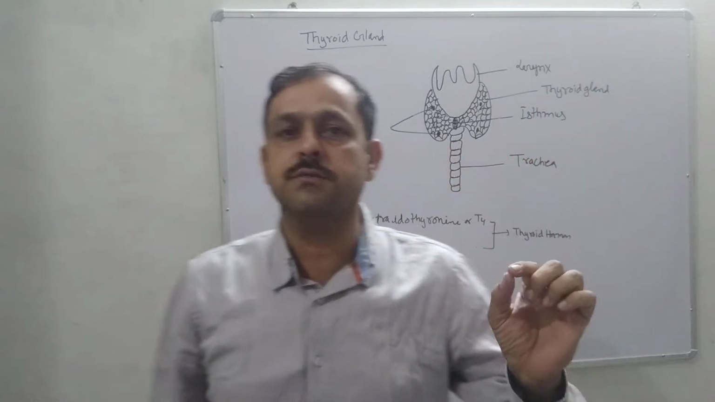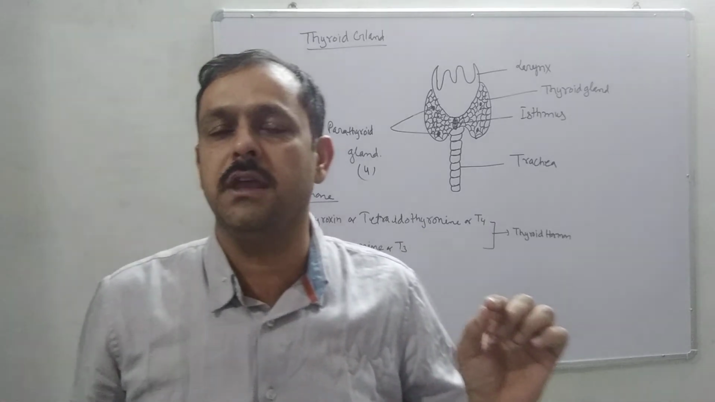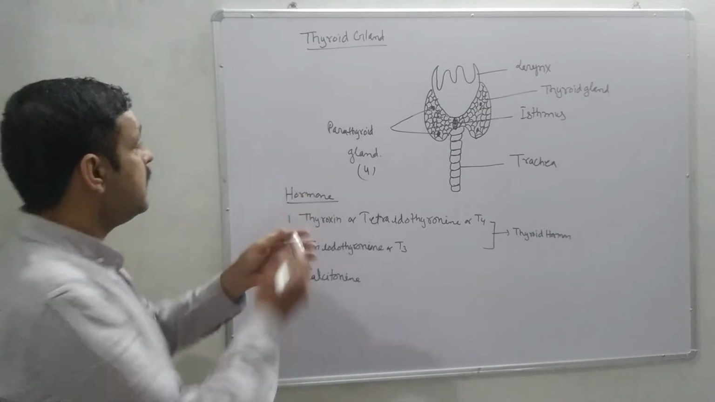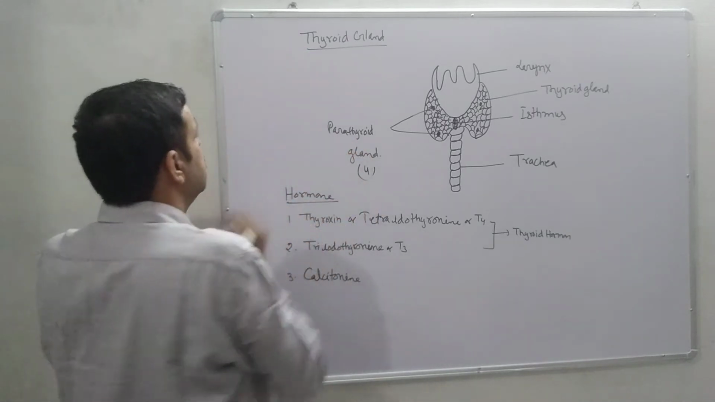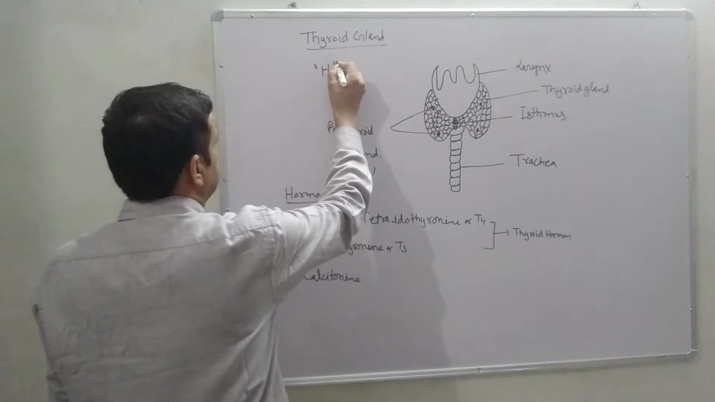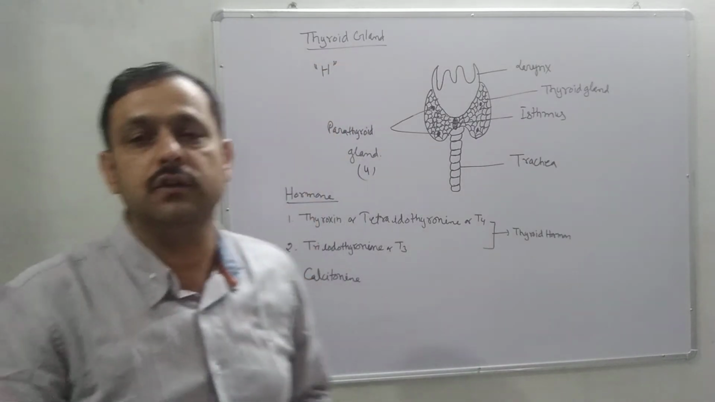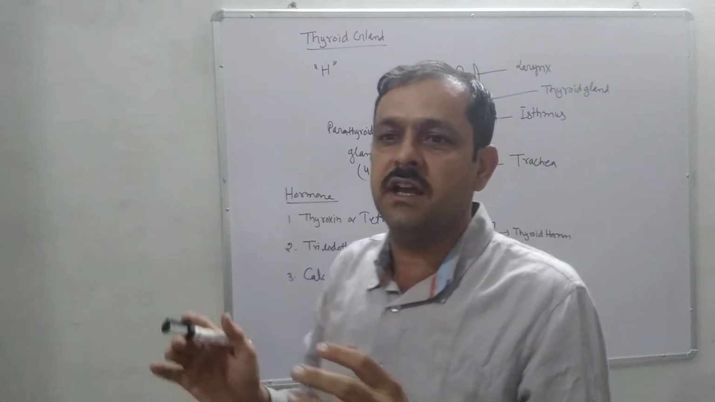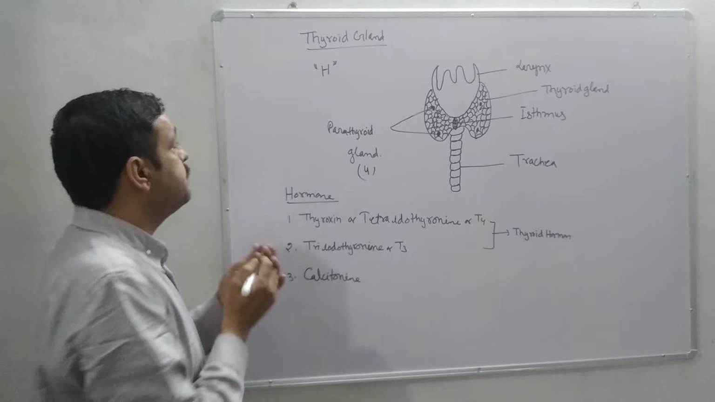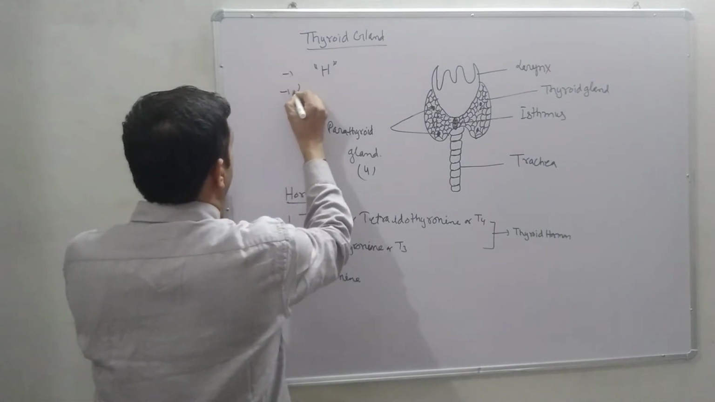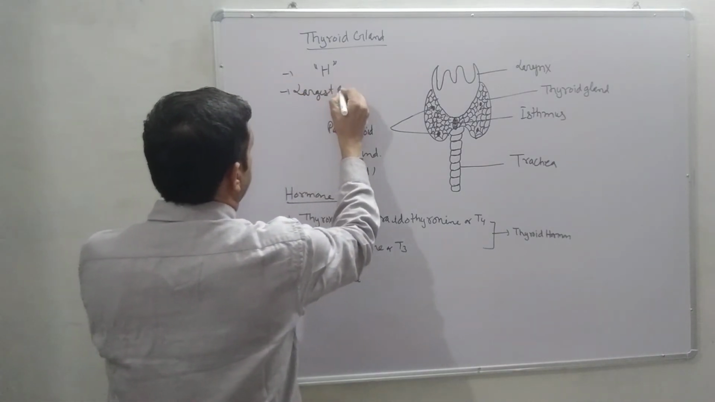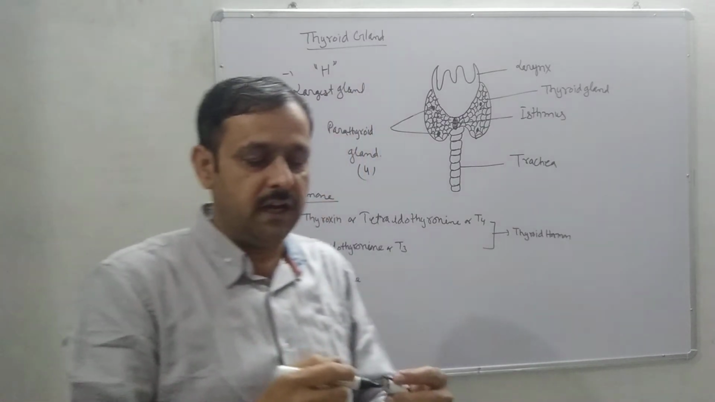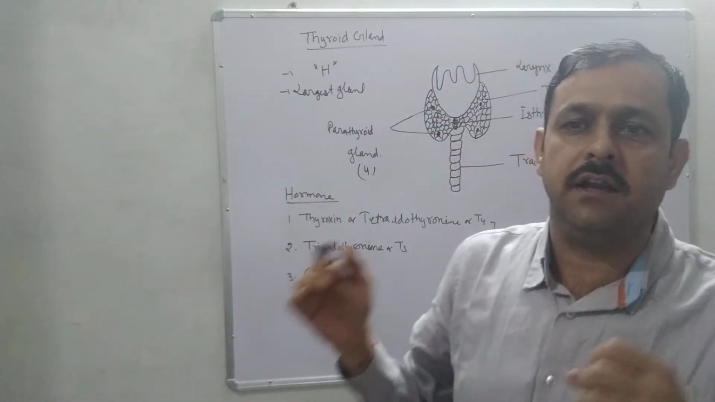There are some small, 1 mark questions made on this gland, so you remember them. First of all, the structure of this gland is H-type. This question has come once in the board exam, so you have to remember it. It looks H-shaped and its color is pink. And another important question: it is the largest gland. If we talk about the endocrine glands, then it is the largest endocrine gland.